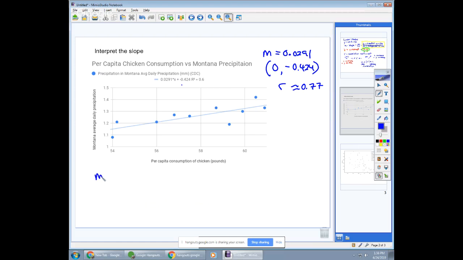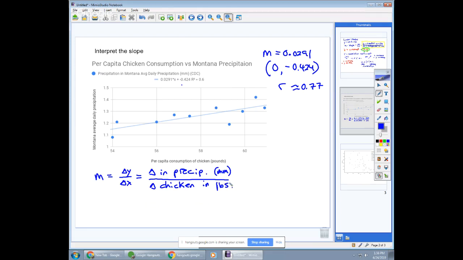So interpreting slope. In order to do that, we again have to remind ourselves what's changing here. So change in y, change in x. What is y here? Well, y is average daily precipitation in millimeters. So change in precipitation, millimeters. X is change in consumption of chicken. So let's call that change in chicken in pounds.